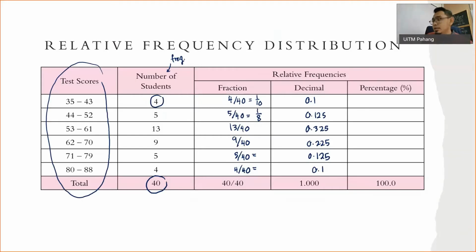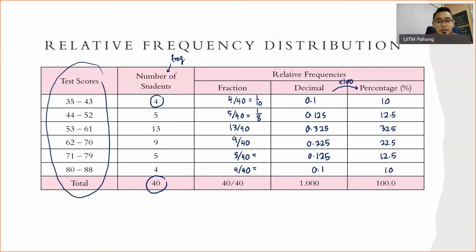What about the percentage? You just need to convert from decimal to percentage. From decimal to percentage, you just multiply by 100. So 0.1 multiplied by 100 will be 10. Then you will have 12.5, then 32.5, then 22.5. The next one will be 12.5, and the last one will be 10. So the total of the percentages will be 100%. This is the relative frequency distribution table.